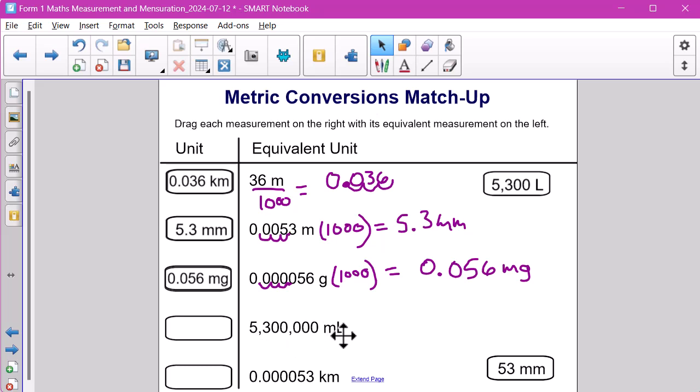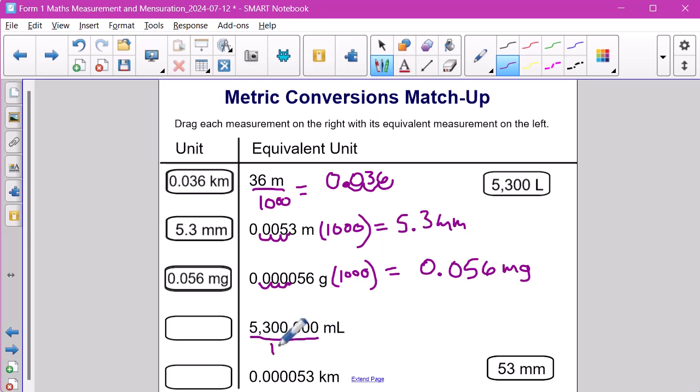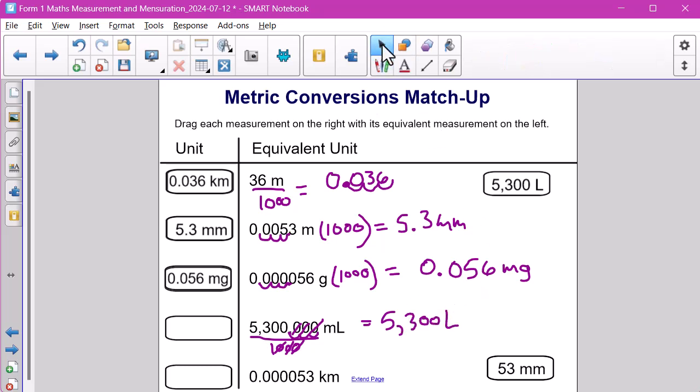Okay, now we have 5,300,000 milliliters, and we're going to convert it to liters. Well, in order to convert it to liters, we're going to divide this by 1,000. And when we are dividing by 10 each time, we can cross out zeros, which also is moving our decimal point 3 spaces to the left. So therefore, 5,300,000 milliliters is equal to 5,300 liters.